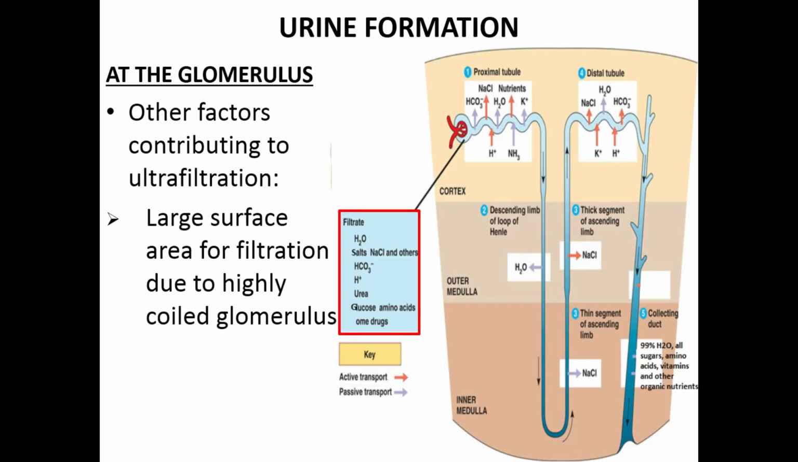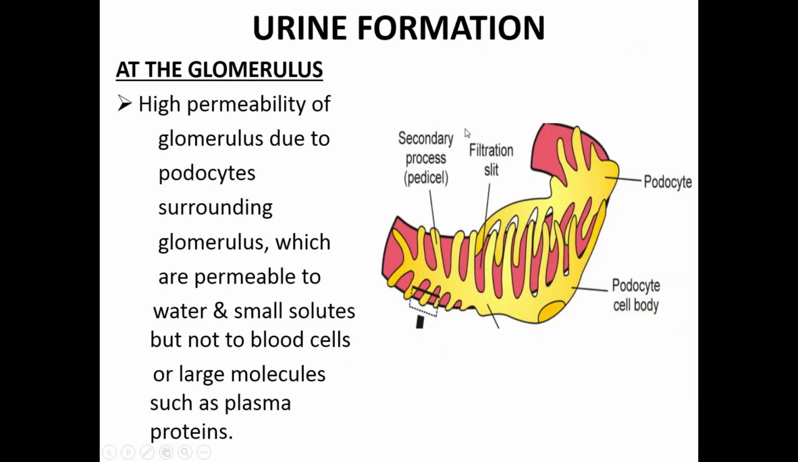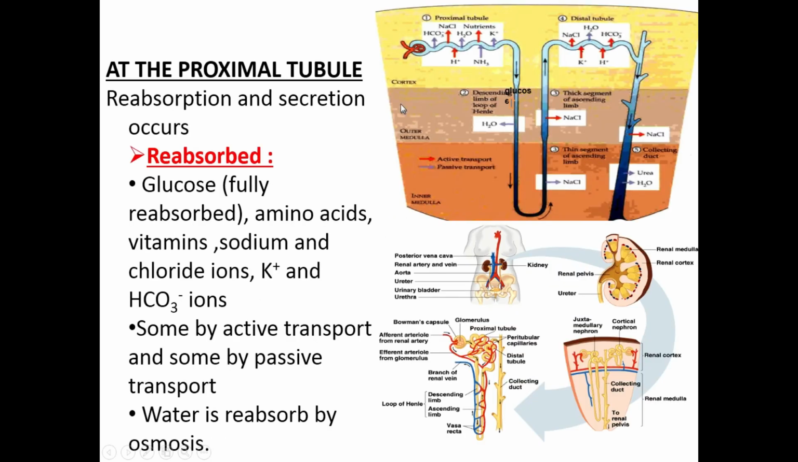The second one is highly coiled glomerulus, it will provide more surface area. And the third one is high permeability of glomerulus due to podocyte. Podocyte will surround the glomerulus, which are permeable to water and small solute, but not to red blood cell and plasma protein. Okay, we finish about filtration. It occurs in glomerulus, and then it will form filtrate. In filtrate, we have all substances such as glucose, amino acids, sodium chloride, water, and nutrient whatsoever.